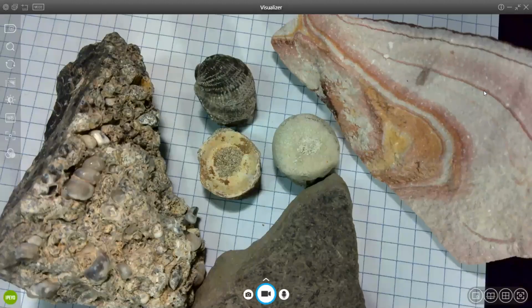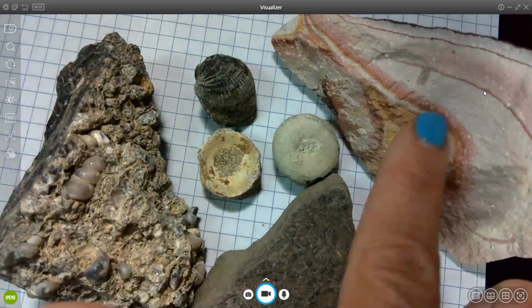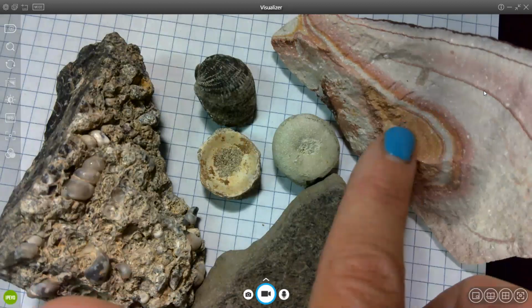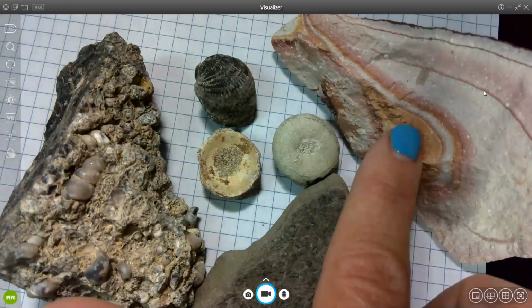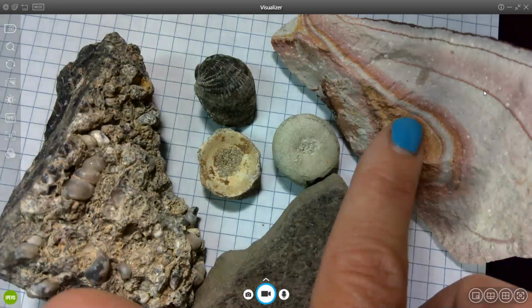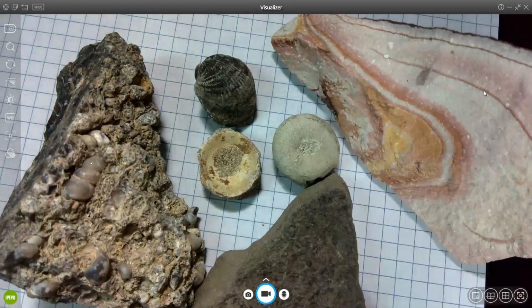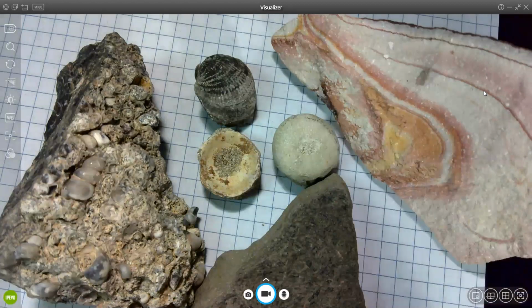So here are 6 different samples of some sedimentary rock. I've got some chert over here where you can definitely see the layers of sedimentary rock. This would be one of those sedimentary rocks that's formed by depositing and cementing and compacting some sediments over time. And the different colors, the different layers are the types of minerals that were in the sediment when they got compacted together.